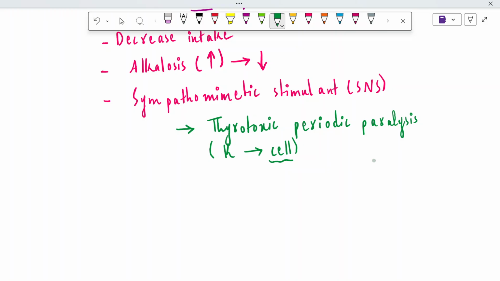It can be due to any underlying endocrine disease, okay? And trauma can also cause potassium shift into the cell. We can also add trauma.